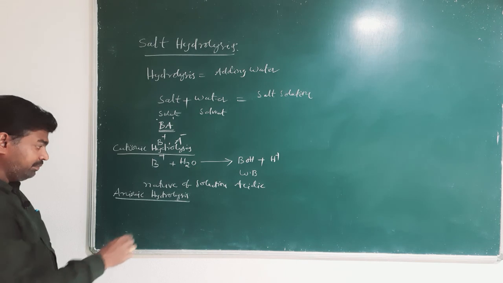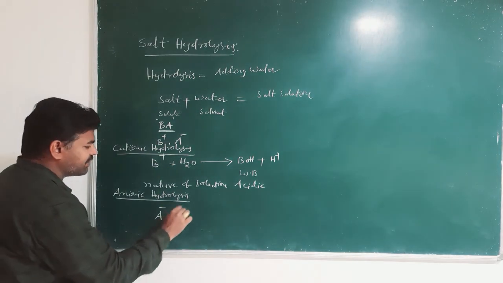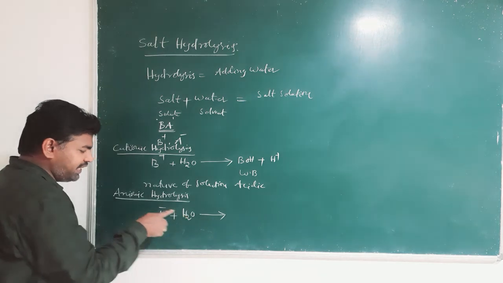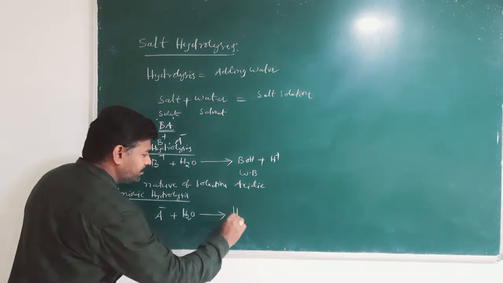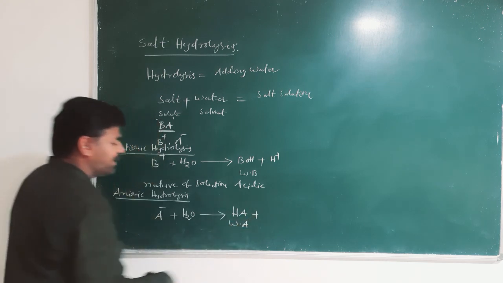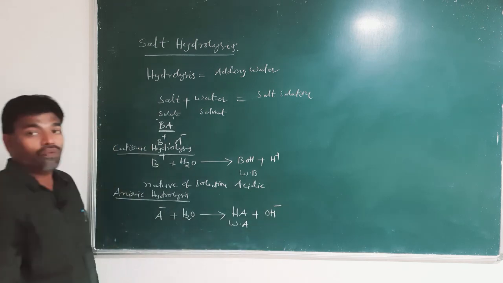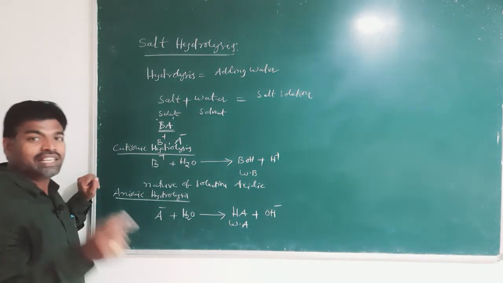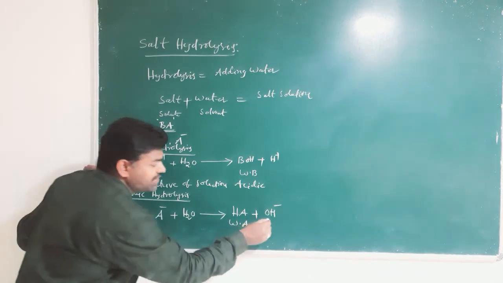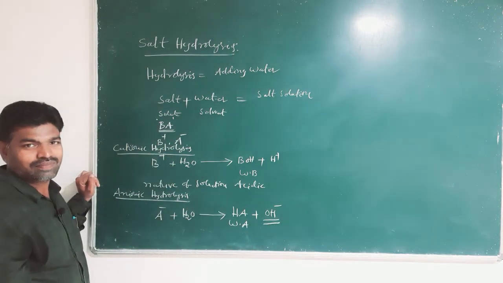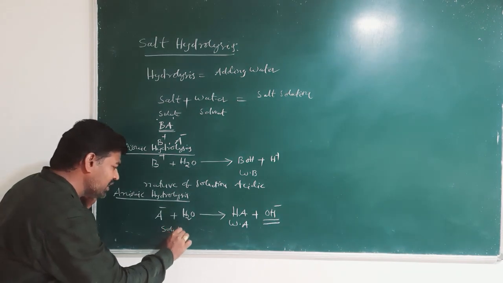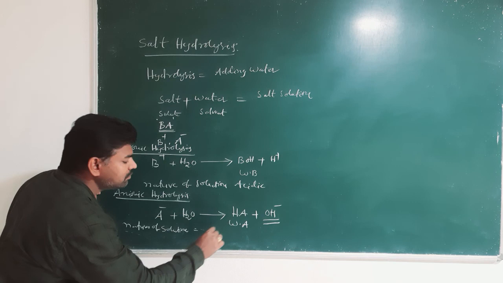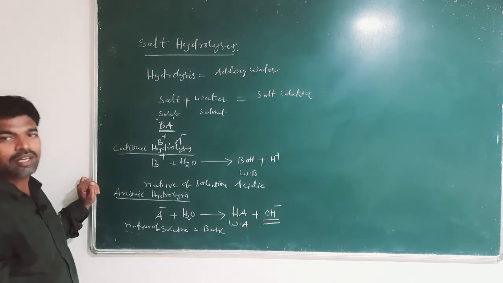Anionic hydrolysis is nothing but the anion of the salt interacting with water. We know that the anion is a strong base. The interaction of water with the anion results in a weak acid and the formation of OH minus ions. The weak acid does not affect the pH of the solution, but the formation of OH minus ions takes place, so the nature of the solution is basic.